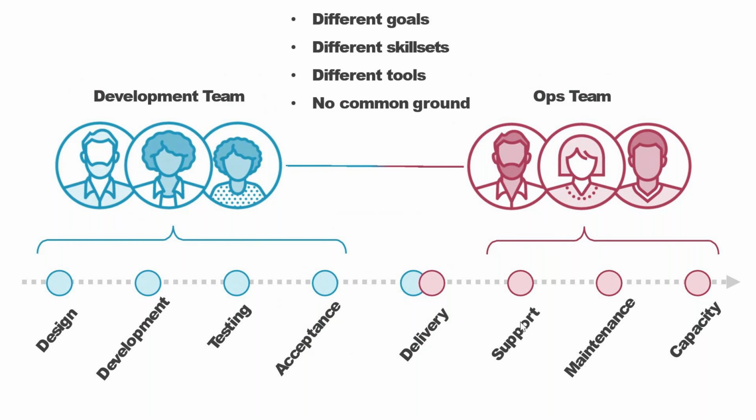So delivery is time consuming here. If you see here, these two teams have different goals, different tool sets, no common ground. Now that is a problem. Remember, we are always focusing on why we are learning DevOps, why we are learning SRE. We always focus on immediate delivery.